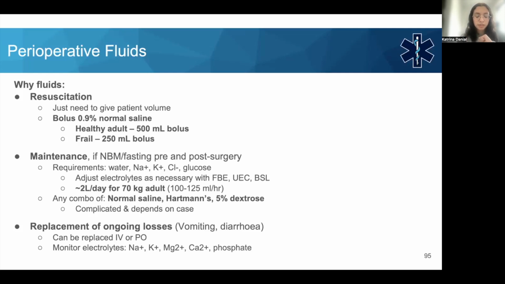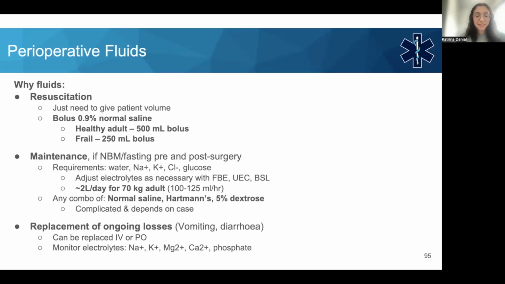For maintenance, because we're going to probably substitute this instead of their food, we care less about just volume and more about giving them the right electrolytes that they need. So we care about water, sodium, potassium, chloride, glucose, things like that. The average 70 kilo adult will need about 2 liters a day of fluid.